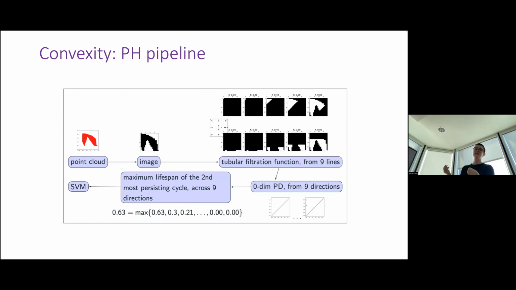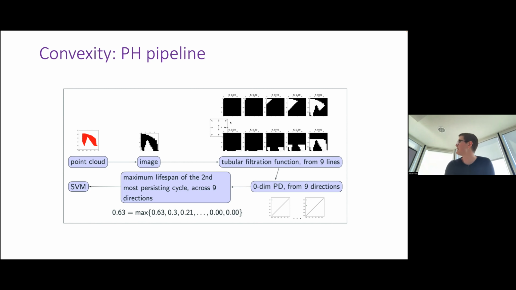And so what we then did is, we would transform each point cloud into an image so that we would be able to use cubical complexes. And we then looked at 9 different filtration directions, right? So these tubular filtrations. These are the lines that would be given here, the directions.